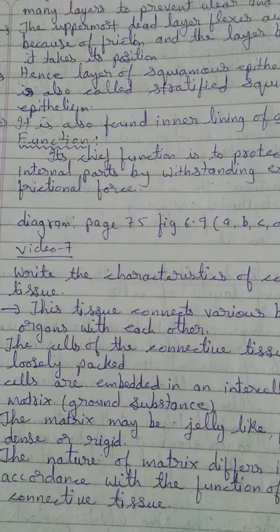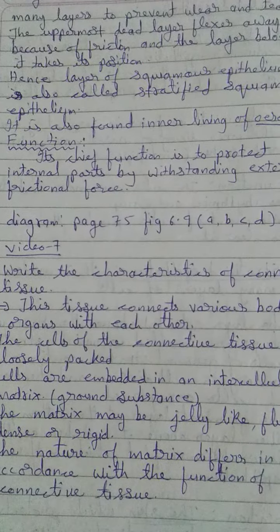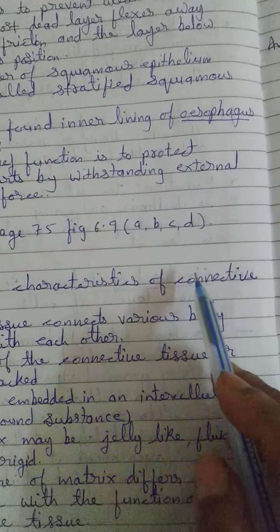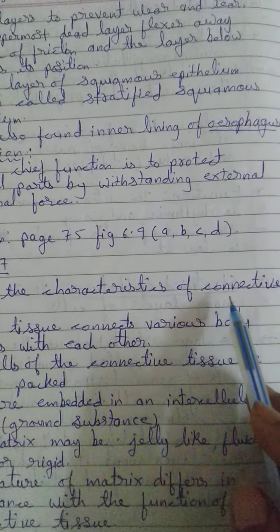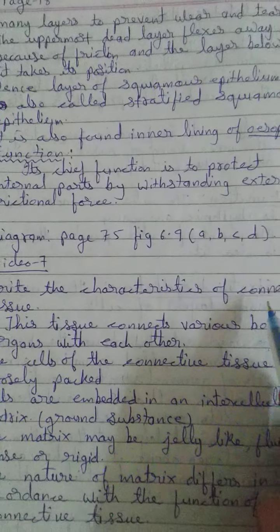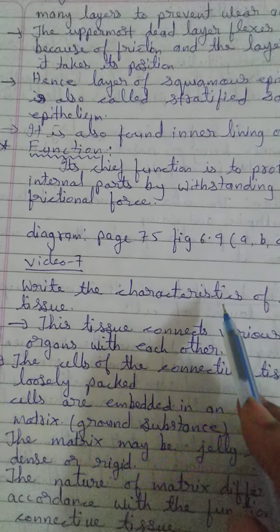Hello students, we are learning lesson number 6, Tissues, and this is video 7 of the chapter. Today we are going to learn about connective tissue. We have already seen the classification of animal tissues and learnt about epithelial tissue. Now the connective tissue. Let us see the characteristics of the connective tissue.